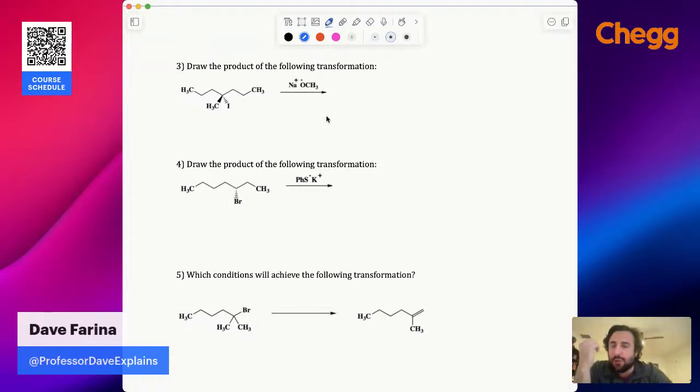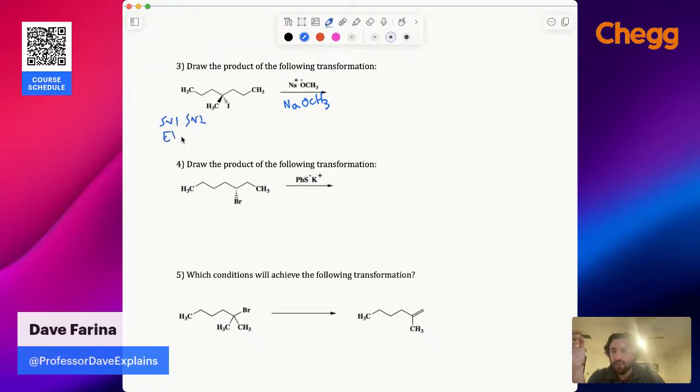Draw the product of the following transformation. So we have this sodium methoxide. Now, on an exam, you may see this, right? So we have to see that and know that we mean ions, right? We have to know that. Now, let's go through the same logic. Do we have something strong or weak? Well, it's strong.